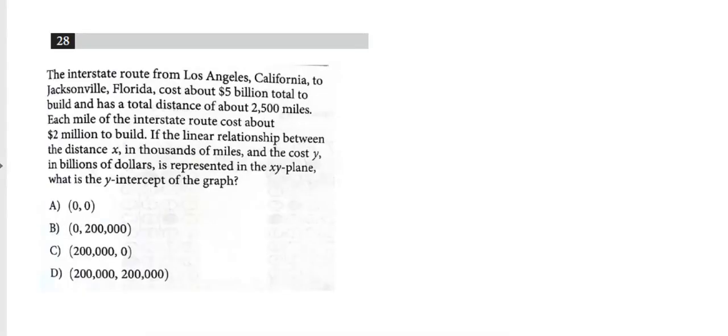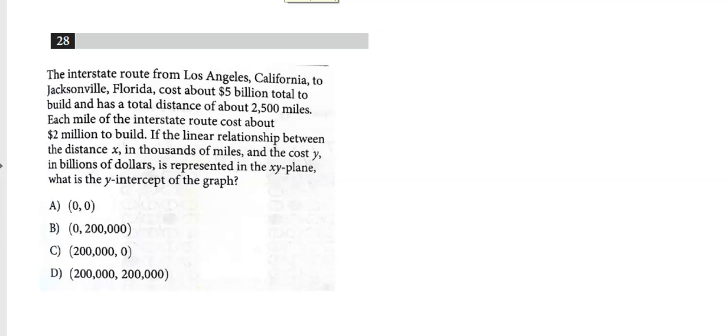All right, number 28. The interstate route from Los Angeles, California to Jacksonville, Florida costs $5 billion total to build, and has a distance of 2,500 miles. So $5 billion is the cost, 2,500 miles of road. So I could divide those two and figure it out. Each mile costs $2 million.